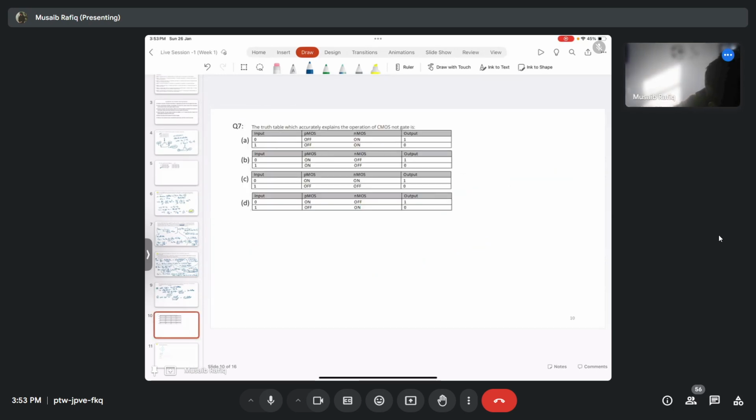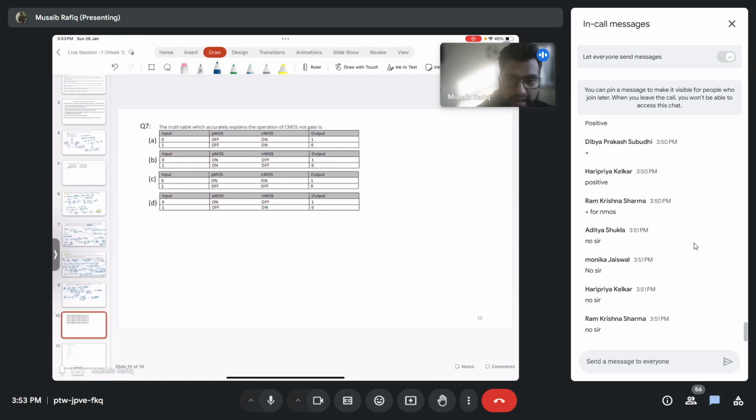Now question number 7 says that the truth table which accurately explains the operation of a CMOS NOT gate is, I have these 4 options. So answers only in the chat box. Can anyone tell me which is the correct answer?